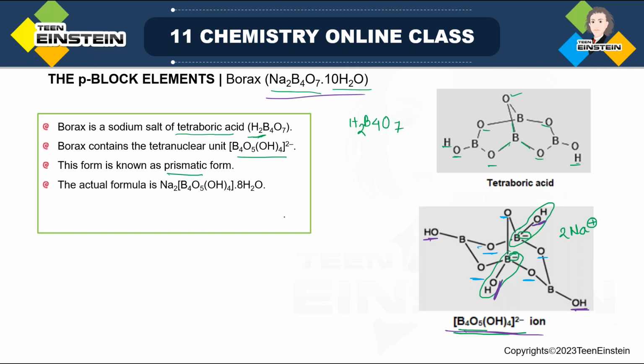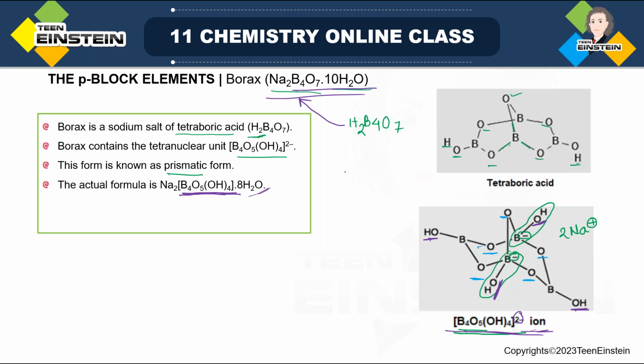So the actual formula is like this, because B4O5(OH)4, if you simply focus on this part, I am marking with violet, this is basically this ion. So these 2 negative charges are balanced by sodium, and there are these extra water molecules, 8 water molecules. But when we represent it in this way, which is easier to understand as a derivative of H2B4O7, in that case it will be 10 water molecules.